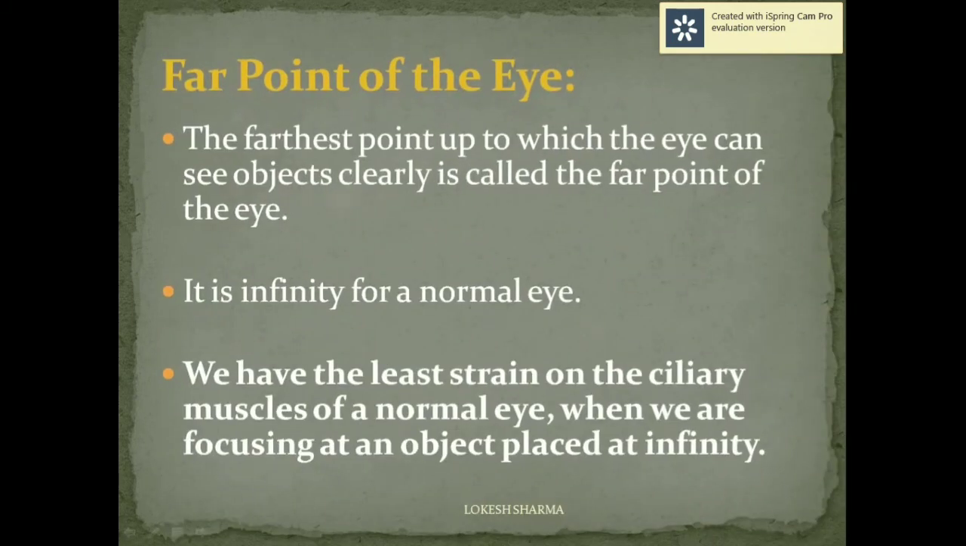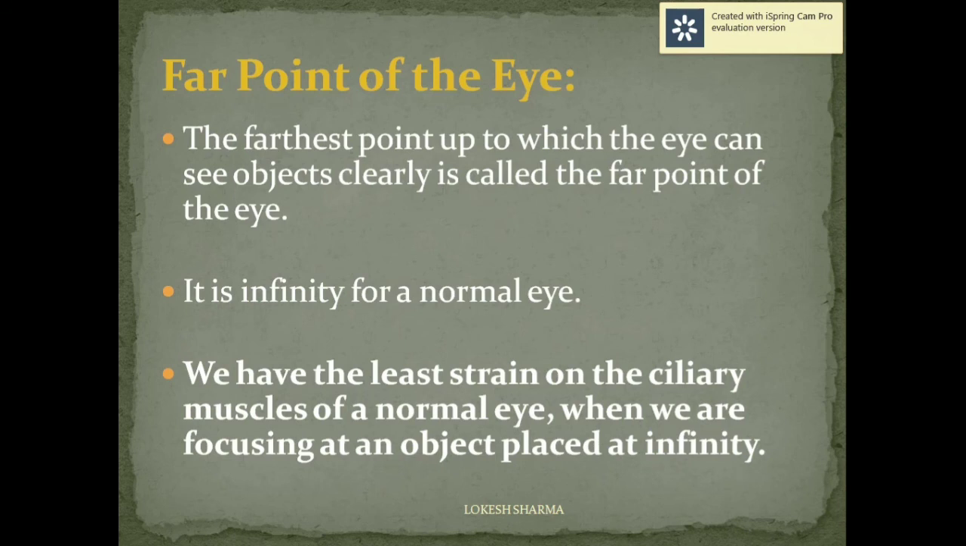Far point of the eye. The farthest point up to which the eye can see objects clearly is called the far point of the eye. It is infinite for a normal eye. We have the least strain on the ciliary muscles of a normal eye when we are focusing on an object placed at infinity. That is why we should avoid reading books by placing them very close to our eyes.